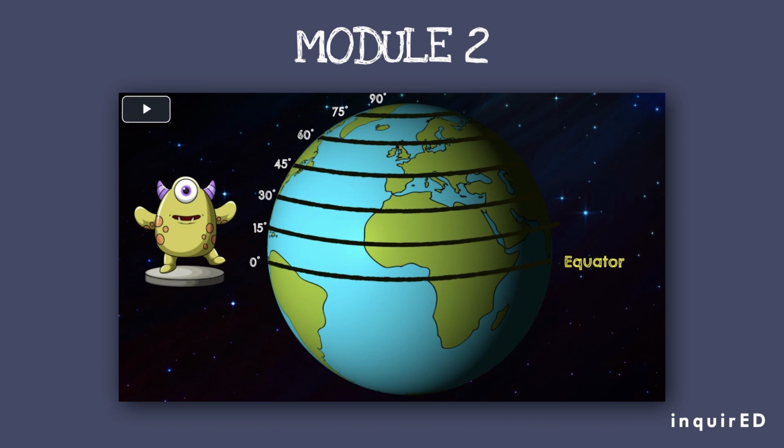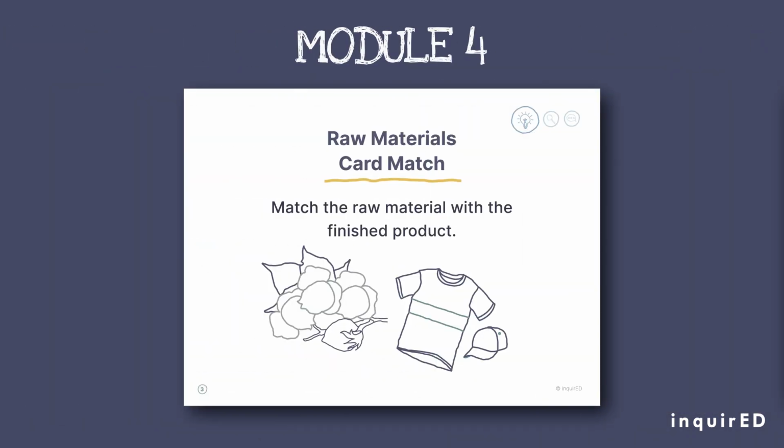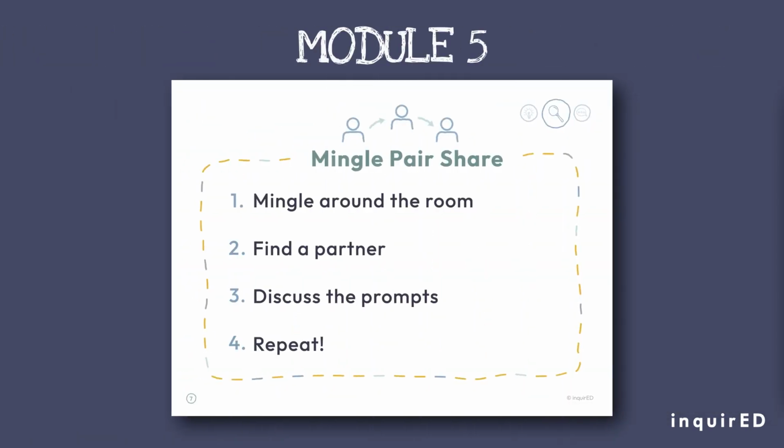In Module 2, students watch the latitude and longitude video to explore how latitude and longitude are used to determine absolute location. In Module 3, students identify the physical and human characteristics of a country and then write a travel plan that reflects how geography shapes culture in that location. In Module 4, students explore the concepts of specialization and interdependence, tracing the journey from raw materials to final product for everyday items. Finally, in Module 5, students engage in a mingle, pair, share to discuss the ways they can act as citizens of a global community.